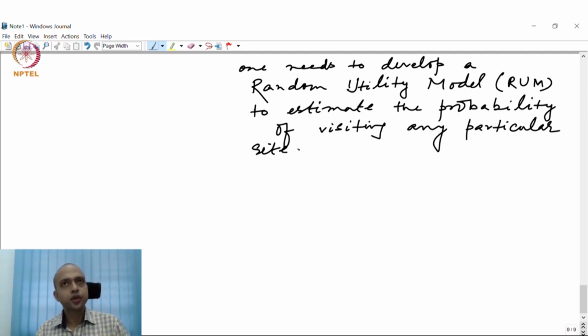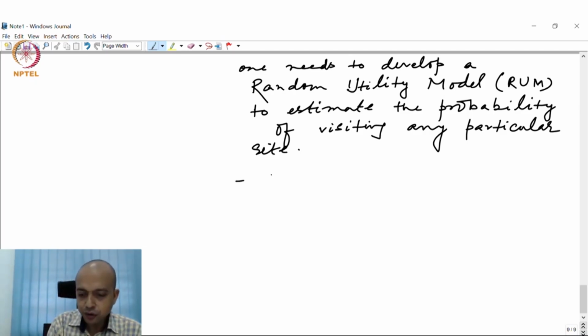Okay, so we need to develop a model, which is a random utility model, to estimate the probability when I have competing sites. What is the probability that the individual will visit a particular location? That we need to estimate.